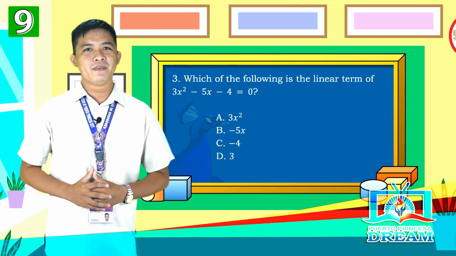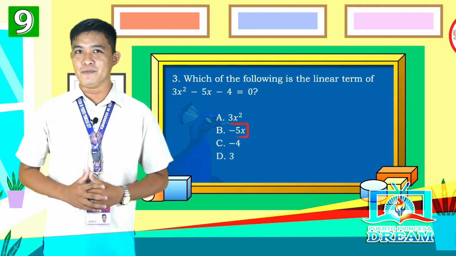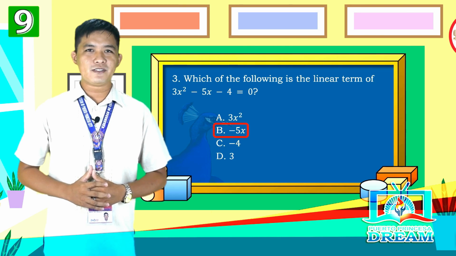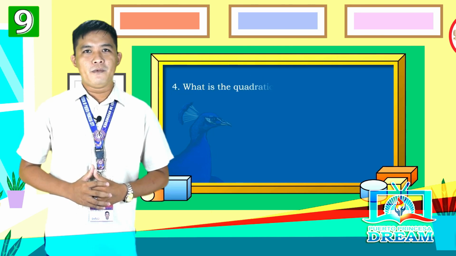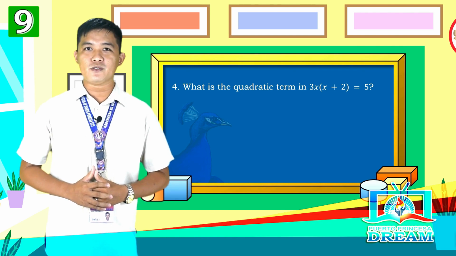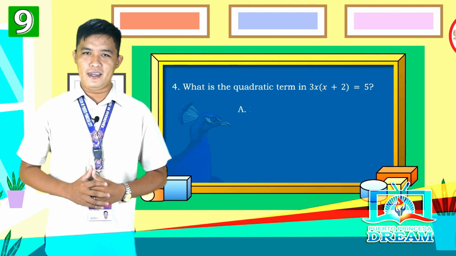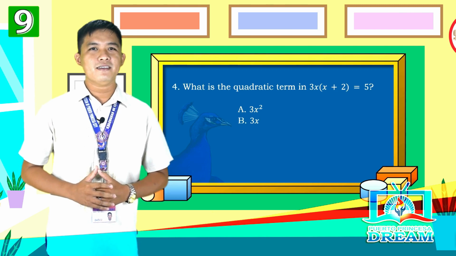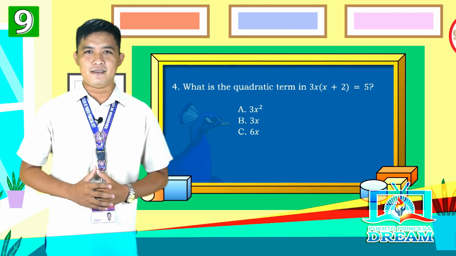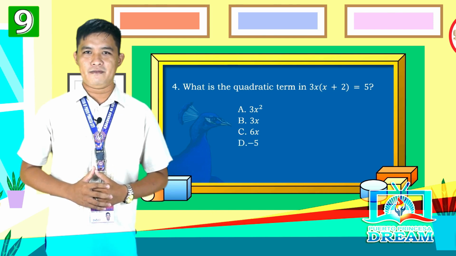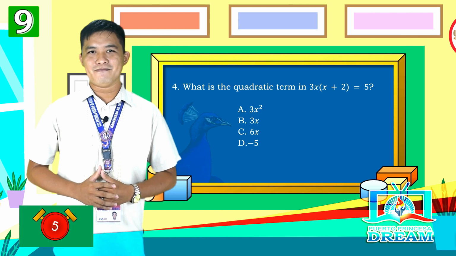The time is up. The correct answer is letter B. Negative 5x. Question number 4. What is the quadratic term in 3x times the quantity x plus 2 equals 5? A. 3x squared. B. 3x. C. 6x. D. Negative 5. Timer starts now.